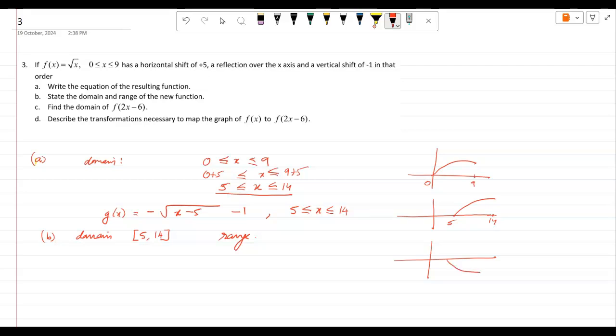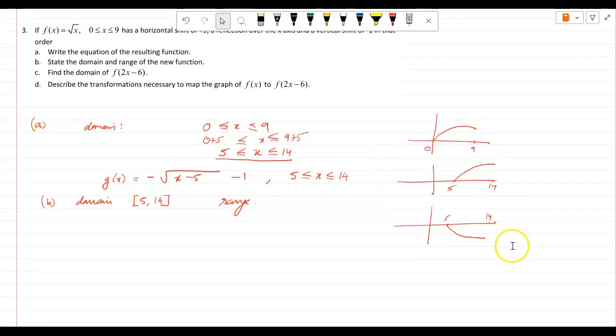Then you did this: 5, 14. Correct? And you shifted it 1 unit down. So this is 0. Now when this was 9, it was 3. So this will be 3 only. This will be -3. And minus now 1 down, so -4. So that means it will become -1, -4.